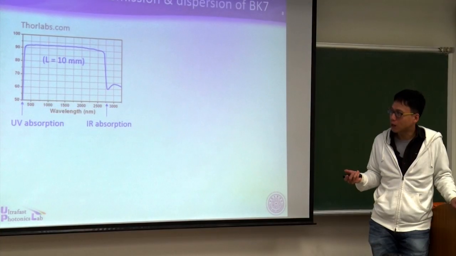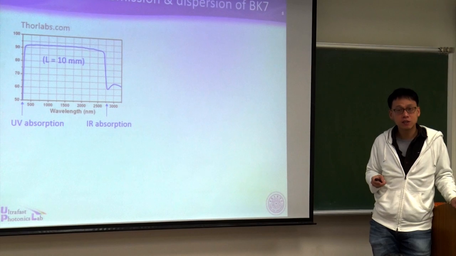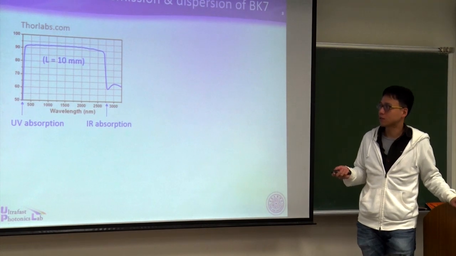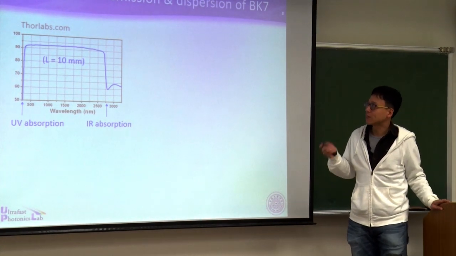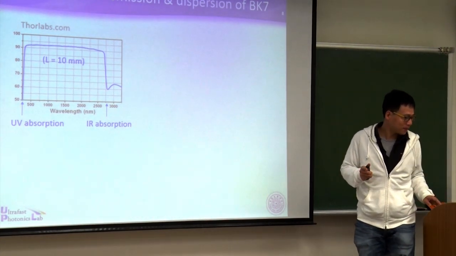It is still silica based, but with some special treatment, UV absorption can be down to 170 nanometers, so it's pretty flexible. If you want to access UV optics, you might need UV grade silica instead of BK7. This is no longer a good choice.